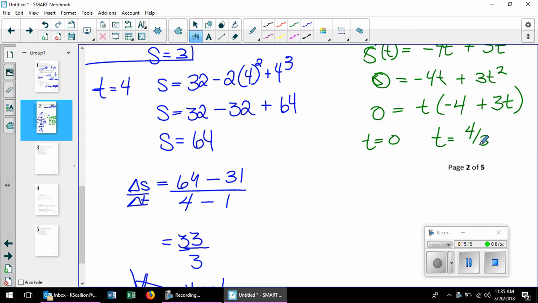Okay, why? Because what kind of graph would you get from this? You get a parabola. How many x-intercepts? 2. Opening up or down? Oh, grade 11. You're opening up. Okay, so you found instantaneous velocity at 0 seconds and at 4/3 seconds.